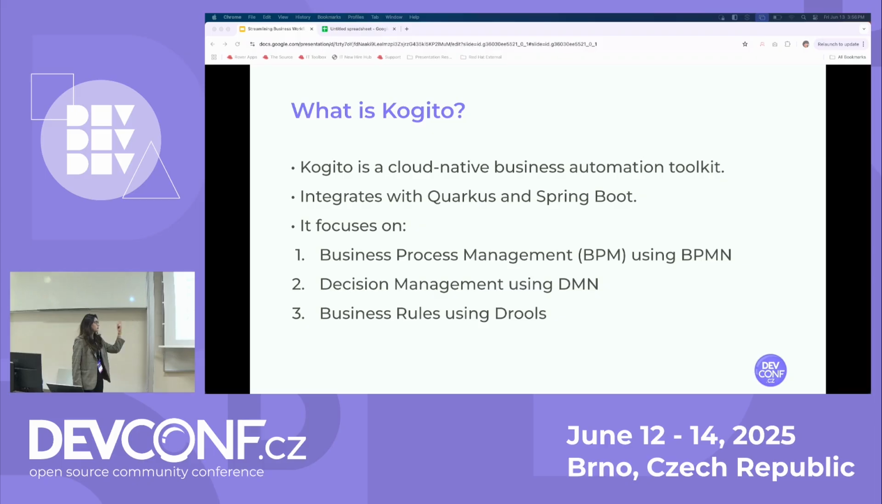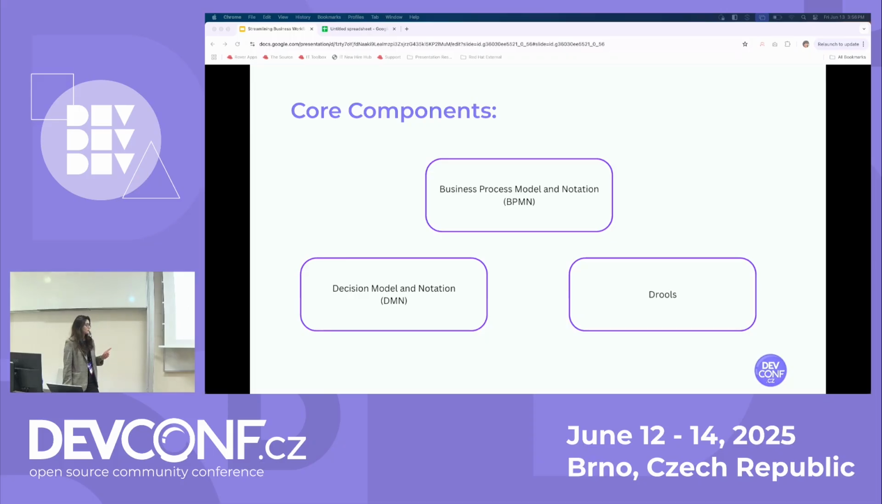So it focuses on three very important things: business process management using BPMN, decision management using DMN, and business rules using rules. Let's look at the core components. So we have BPMN, which is business process model and notation. It is used to model and evaluate business workflows. Next, we have decision model and notation, which is used to evaluate decisions based on business rules. Lastly, we have rules. It's used for evaluation of complex rules that businesses have.